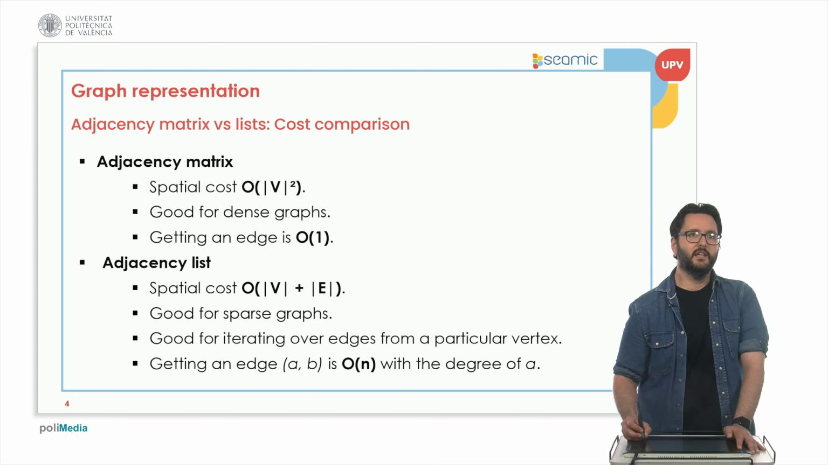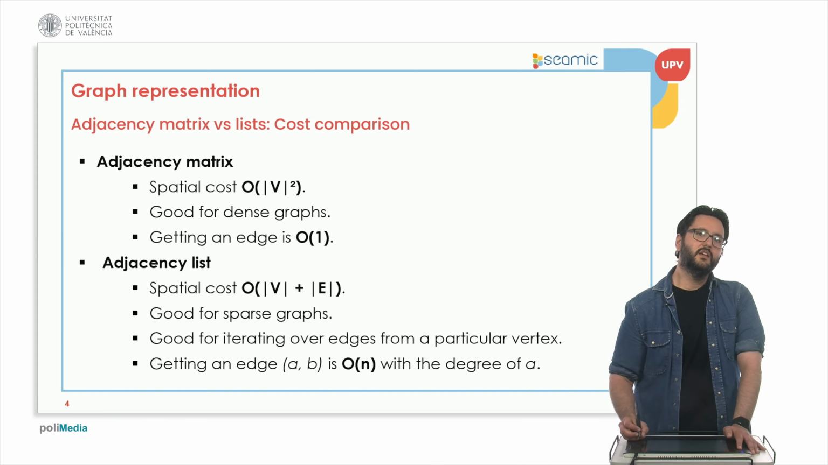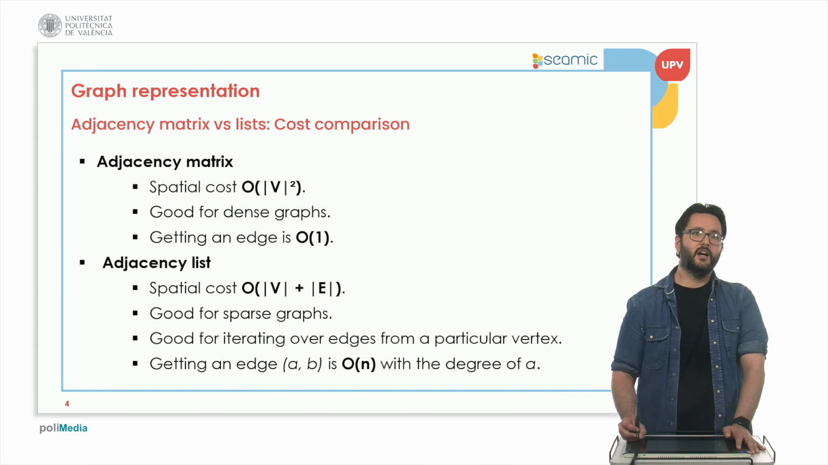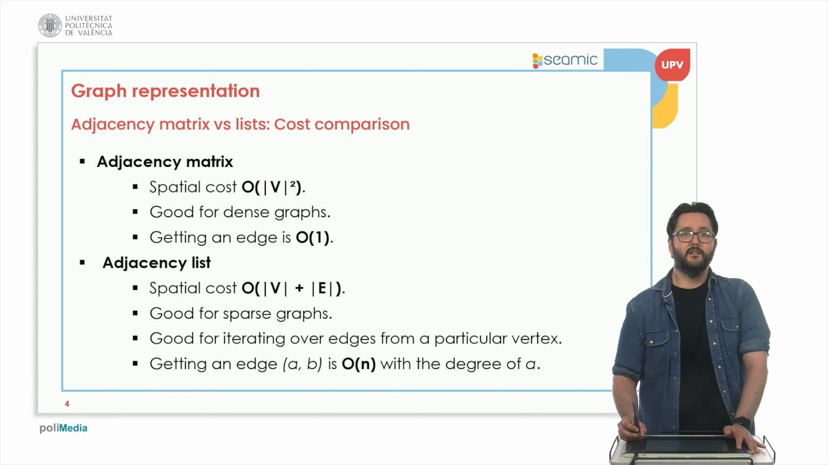On the other hand, the adjacency list will have a spatial cost that is related to the number of edges plus the number of vertices. In this case, we have to store only the edges that are actually in the graph. This is good for sparse graphs because we don't have a lot of edges, and this is good for iterating over edges from a particular vertex. On the other hand, getting an edge is linear with the number of edges for a particular vertex, with the degree of a vertex, because we have to iterate over the adjacency list for a particular vertex.